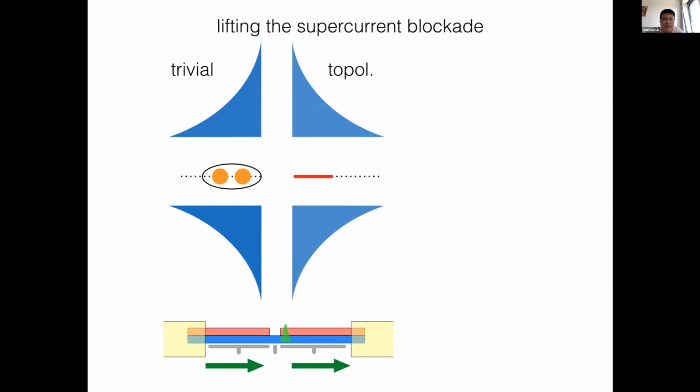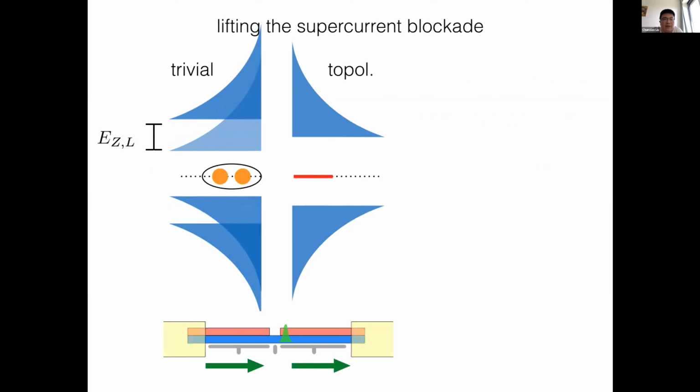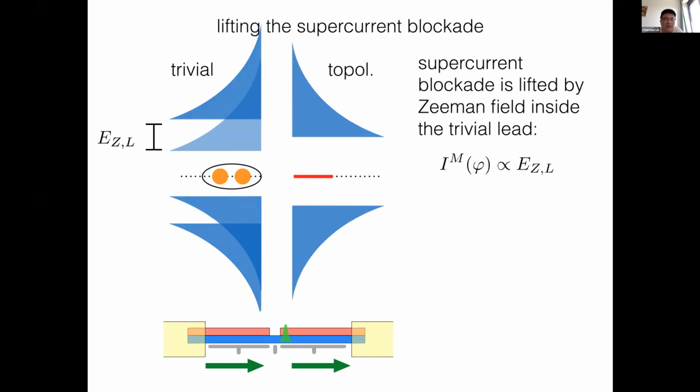Also I want to mention that there's an angle dependence of the direction of this Zeeman field. Suppose the Majorana zero mode has some spin polarization, say spin up, and the Zeeman field in the trivial lead is parallel or anti-parallel with this direction, then the Cooper pair tunneling is still blockaded, because you want both electrons, spin up and spin down, to tunnel there.